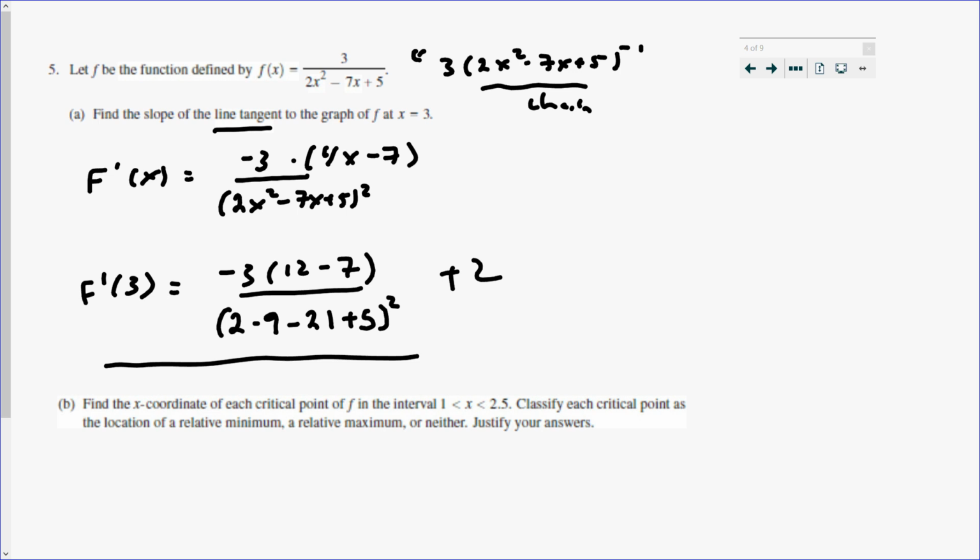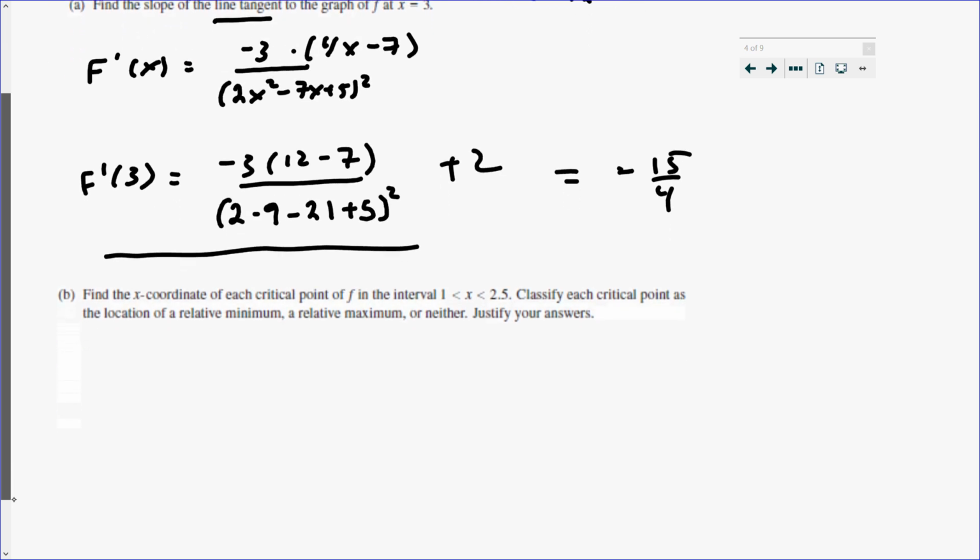Okay? But if you are brave and you're like, Mr. Warner, they want me to solve it, if you're brave, that's just going to equal negative 15 over 4. But seriously, don't simplify that at all. Leave it alone. Like a freshman walking down the hallway talking on his phone. Just leave it alone. All right, question B.